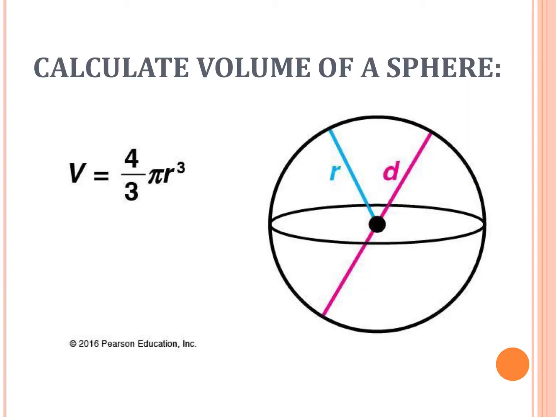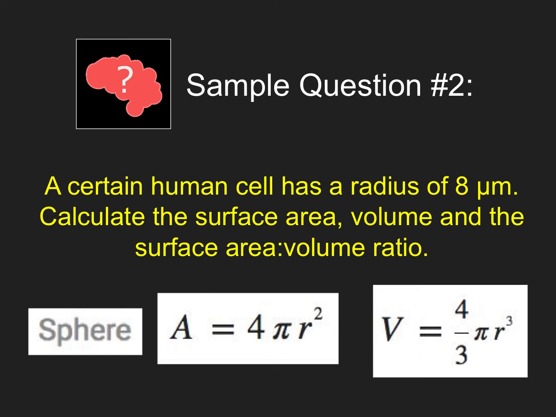Now, most cells in the body are not cuboid shaped. Most cells are spherical or round. So in order to calculate the volume of a sphere, you'll need to use this equation: V equals 4/3 pi r cubed. All right, let's take a look at this sample question.